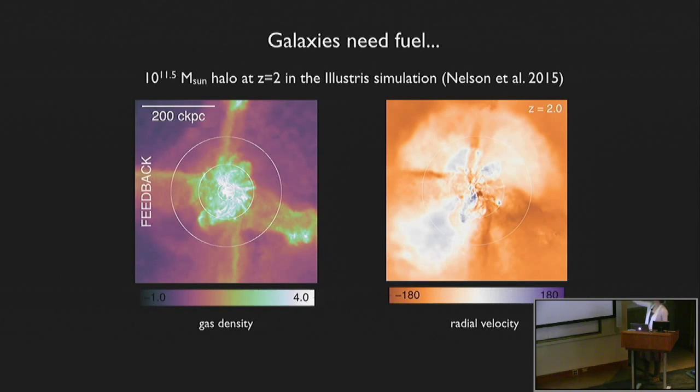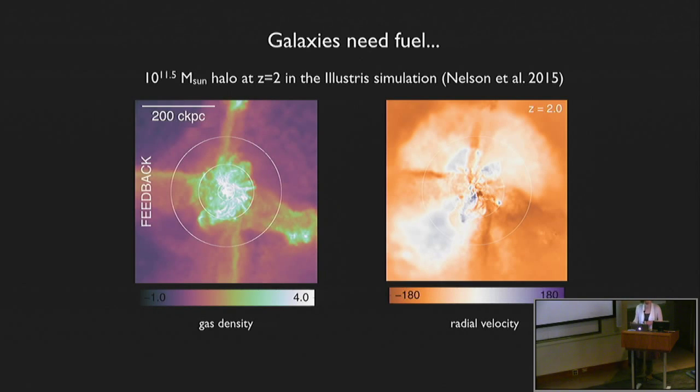Here I'm showing you some lovely images from Dillon of this process occurring at redshift 2, gas accretion onto a 10 to the 11.5 solar mass dark matter halo. On the left, he's showing us gas density. On the right, gas radial velocity. You can see the overdense filaments have a negative radial velocity, indicating that these dense filaments are flowing into the galaxy and are going to end up as future fuel for star formation.